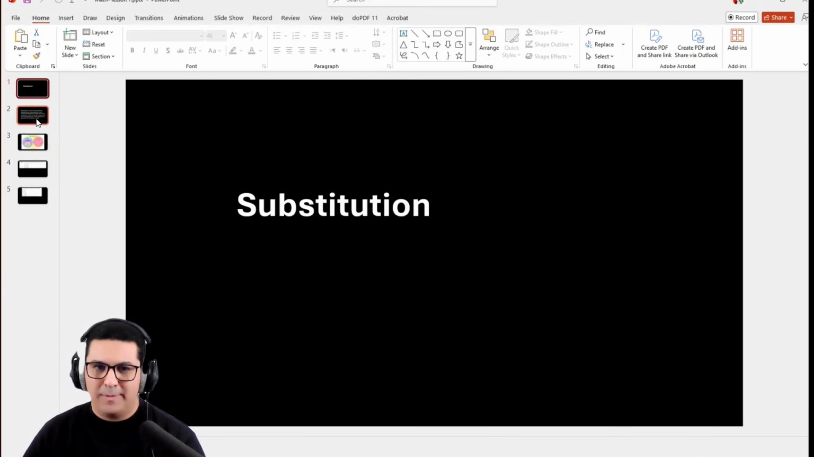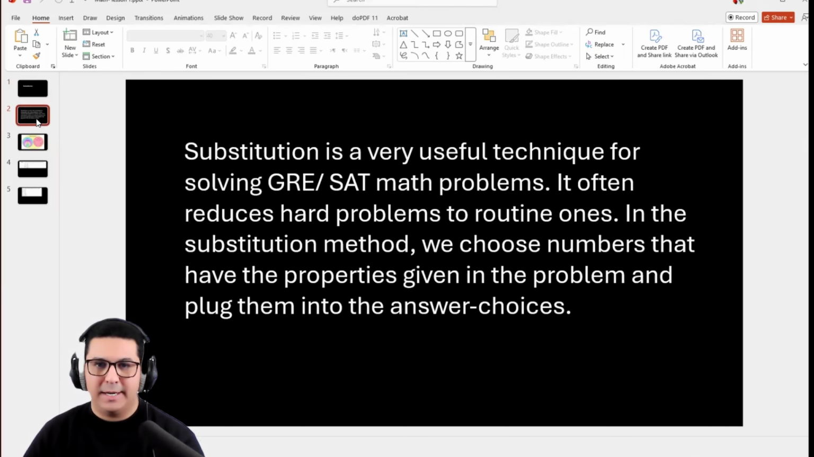So first of all, let's talk about substitution. Substitution is a very useful technique for solving GRE or SAT math problems. It often reduces hard problems to routine ones. In the substitution method, we choose numbers that have the properties given in the problem and plug them into the answer choices. It's very easy. It means we must choose some numbers and put them in the different choices to find the real answer. In this way, we are going to delete different options. So it is a very easy part.